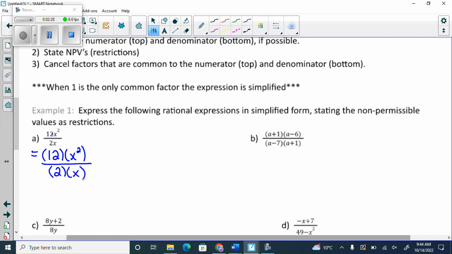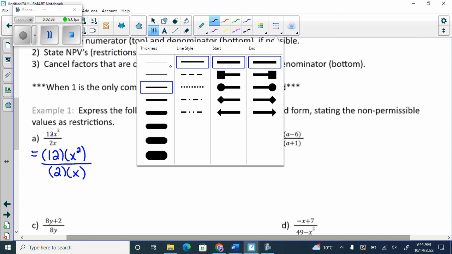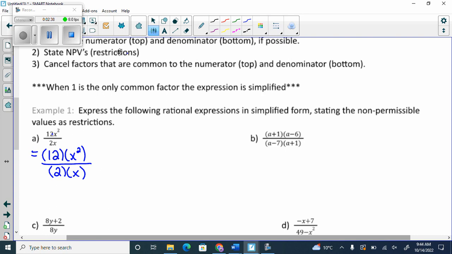Now before I go to cancel anything off, I have to state non-permissible values, and put away a phone if you have it out. So this is just like yesterday so far, except we actually simplified the numerators as well. So if I look at the denominator, I have a 2. Does a 2 create a non-permissible value? No, because that bracket does not have a variable. Would you agree? So if I want to, off to the side, I can say NPVs, non-permissible values. And I can say 2 can't equal 0, which is a true statement, but it doesn't get me anything because there's no variable in it, so it doesn't create any problems.